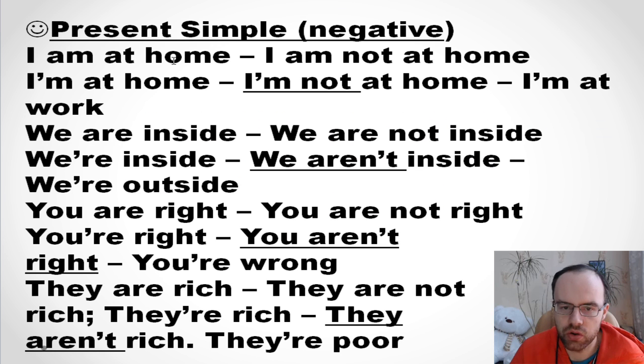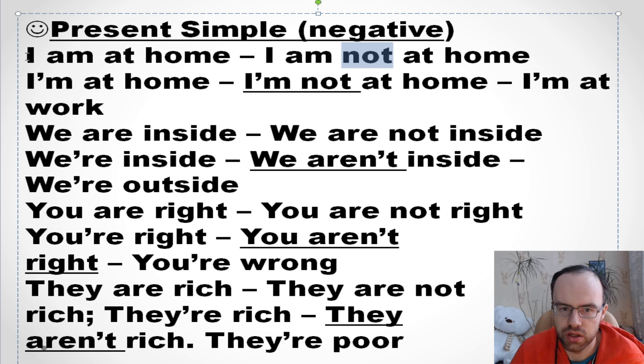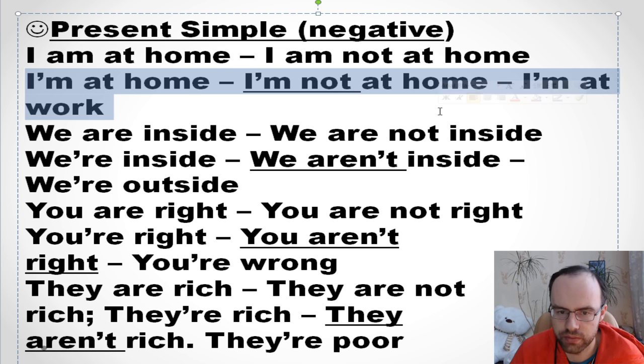Okay, we continue talking about present simple to be, and so really the question is how to make a negative form. So you need to add not. Look, it was I am at home, and you have I'm not at home. So I'm not at home, it's a full form, or it can be a short form. I'm not at home. I am, and I'm at home. I'm not at home. I'm at work.